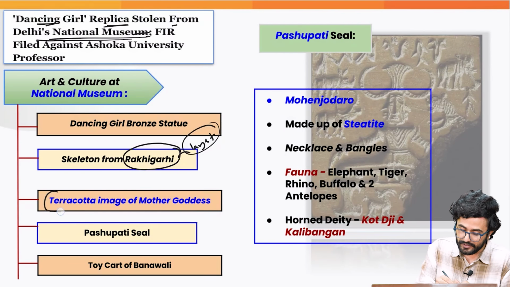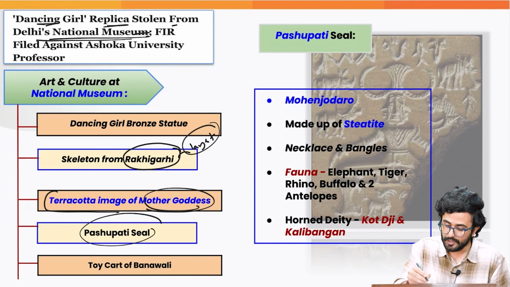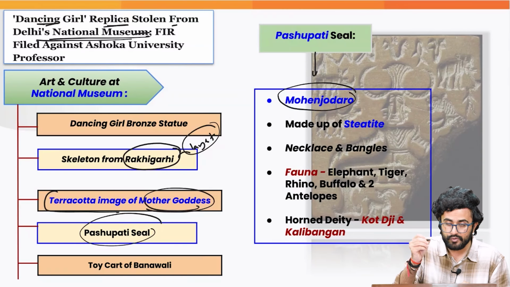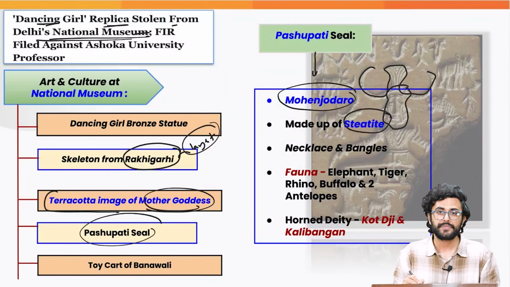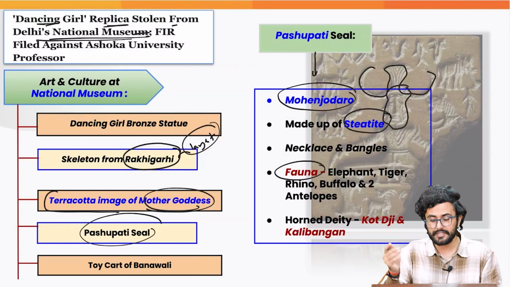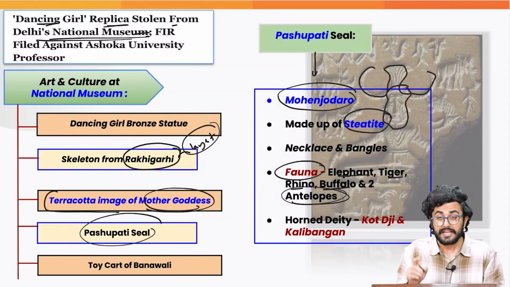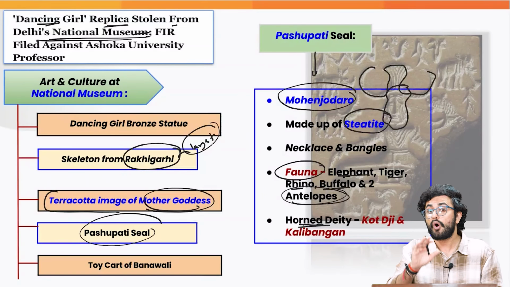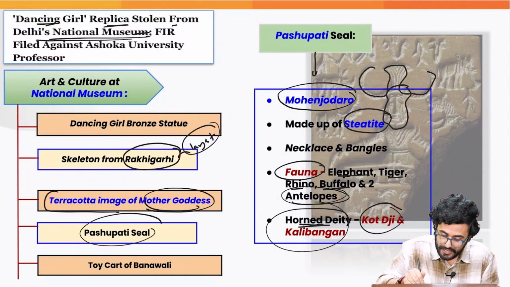Then we also find the terracotta image of Mother Goddess. We also find the Pashupati seal which we found from Mohenjo-daro, which is made of steatite, where we see a priest-like figure wearing a headgear, sitting on a throne. The throne is surrounded by fauna which existed at that point of time in IVC, like elephant, tiger, rhino, buffalo and 2 antelopes. Keep this in mind that such a horned deity does not only appear from Mohenjo-daro but also from 2 other sites, and that is Kot Diji and Kalibangan.